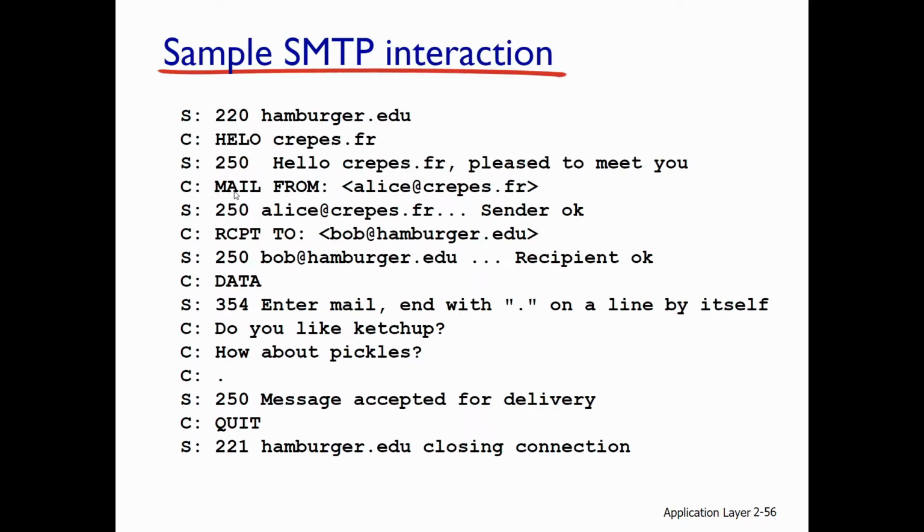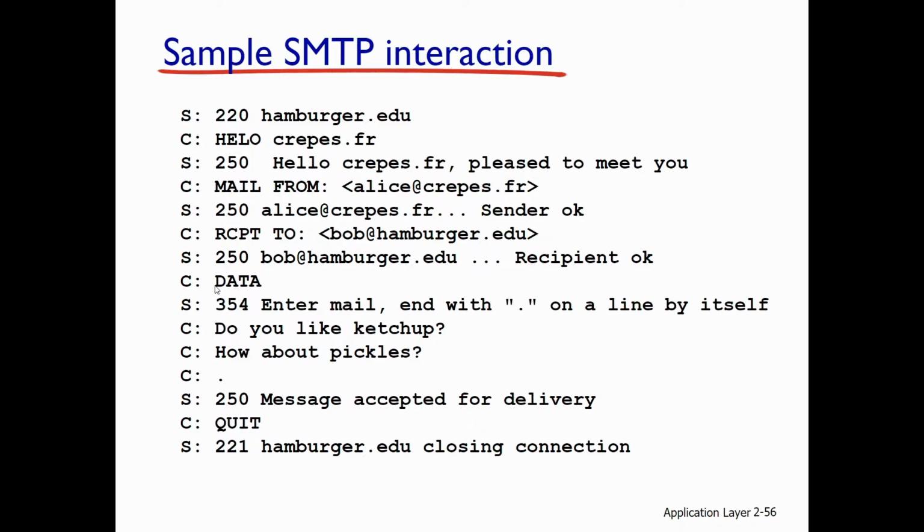The client issues another command called MAIL FROM, and it gives the mail address. The server responds to the command by sending OK, and these are the status codes. The client issues another command, RCPT TO, which is the command to mention the receiver address. So the receiver email address is mentioned. The server responds to the command by sending a status code of 250 and a status message.